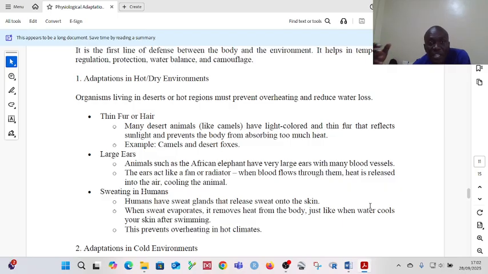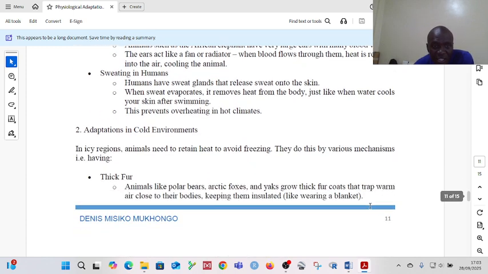Another thing is sweating in humans. When you sweat, you lose water and salt. As the sweat evaporates from your skin, we have what we call the latent heat of vaporization. That heat is also lost in the process. Then your body ends up cooling. So with that, you prevent overheating, especially in hot climates.